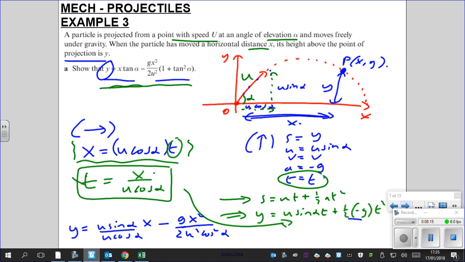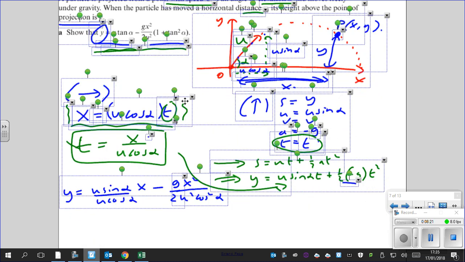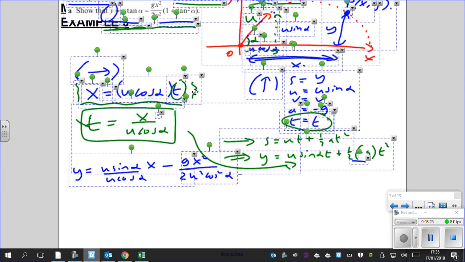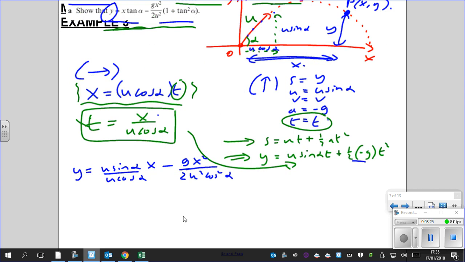I am running out of space, so I'll just move this up here because we're nearly there. The u's are going to cancel here, and sine over cos is tan, so that's good. Tan alpha x, that's what we wanted. Check that bit. We've got the minus gx squared over 2u squared. We're happy with that bit.